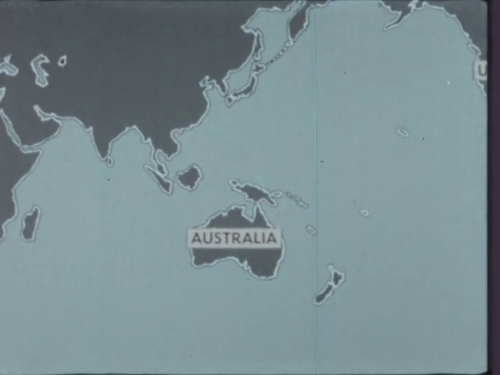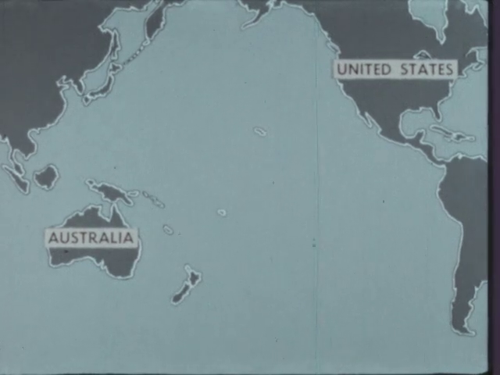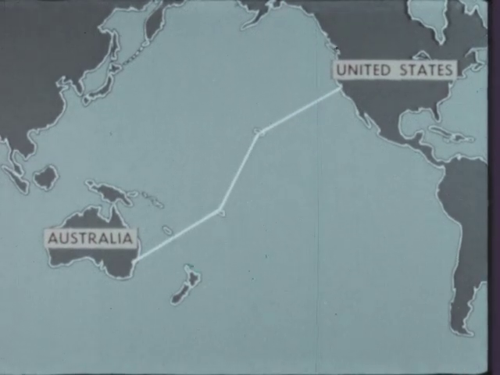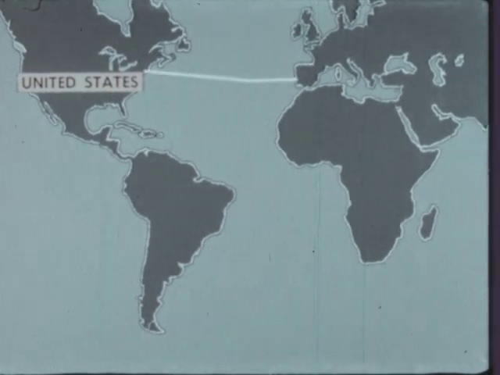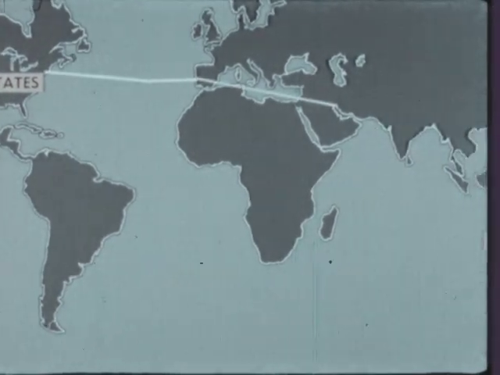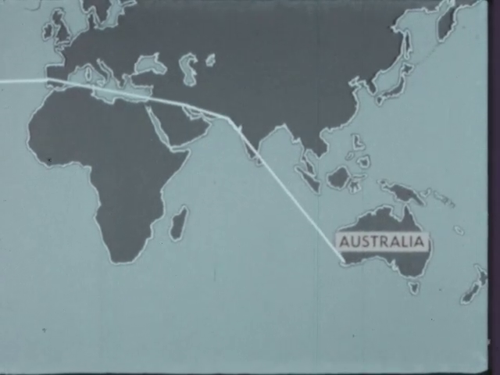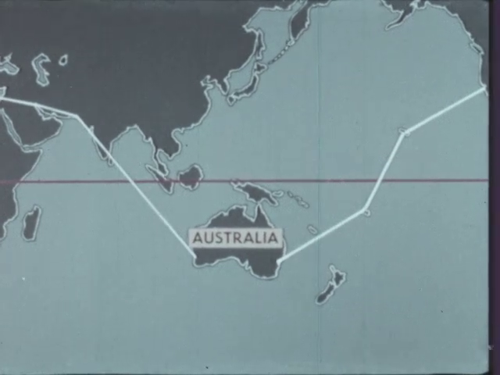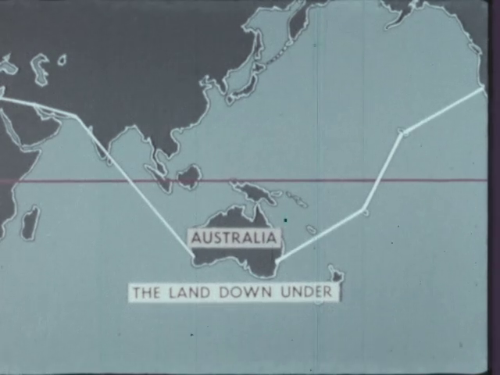Just where is Australia? For the answer, let's start with the United States. To reach Australia, we could go west to Hawaii, then on across the Great Pacific to Australia. Or we could go east to Europe, across the Middle East, and on across the Indian Ocean to Australia. Either route we take, we go far south of the equator, into the southern hemisphere. Do you see now why Australia is called the land down under?